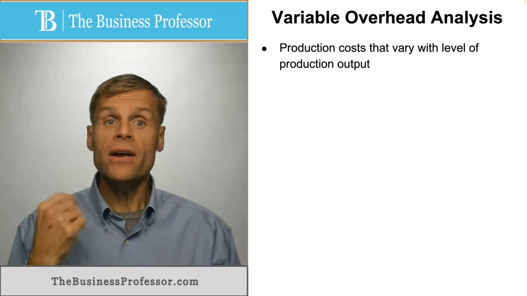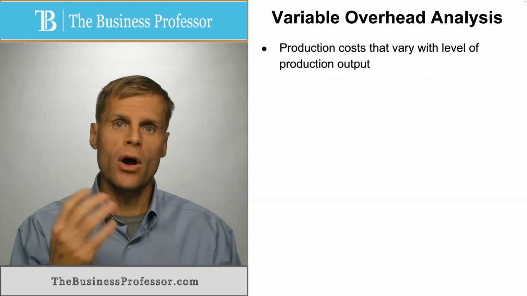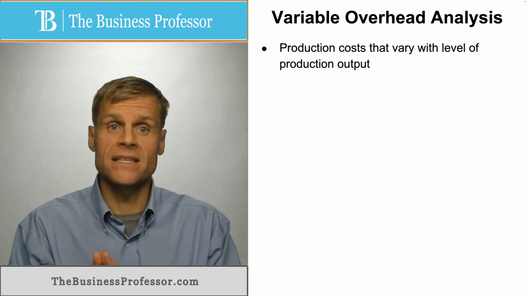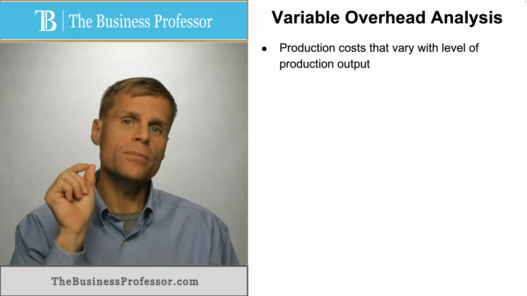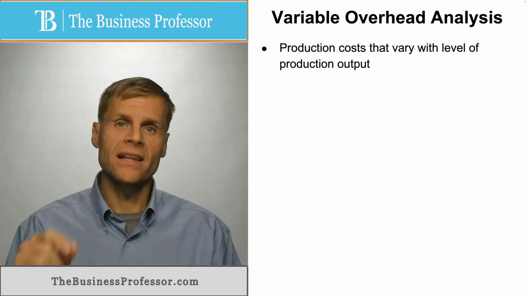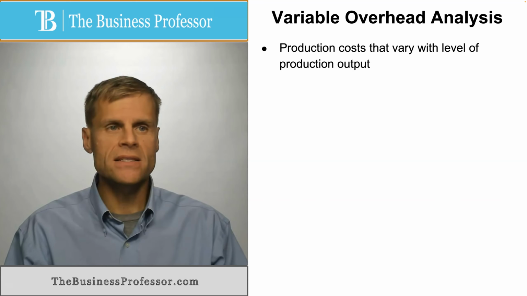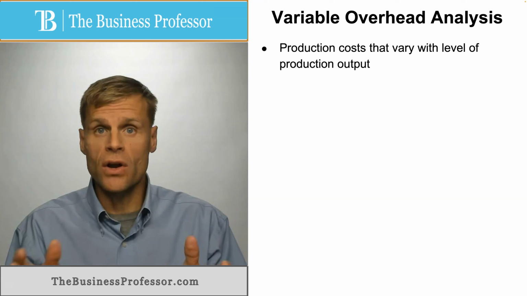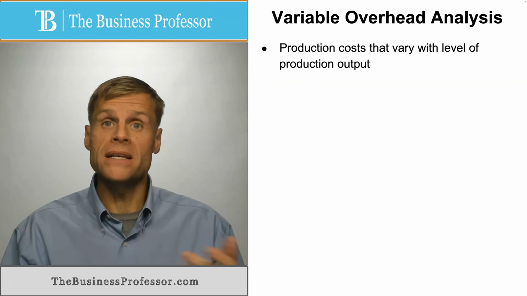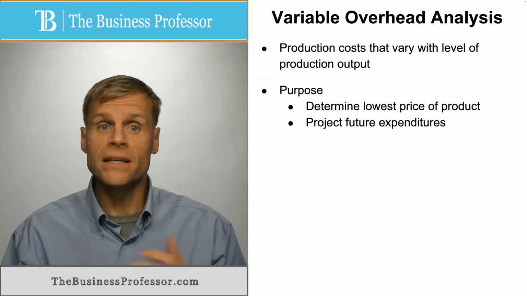Now, a variant of that is the variable overhead cost. So a variable overhead analysis focuses on these costs. So you look for the production costs that somehow vary with the level of production output. Like I said, this is very strange for overhead, but there are scenarios where overhead will vary based upon the production output.